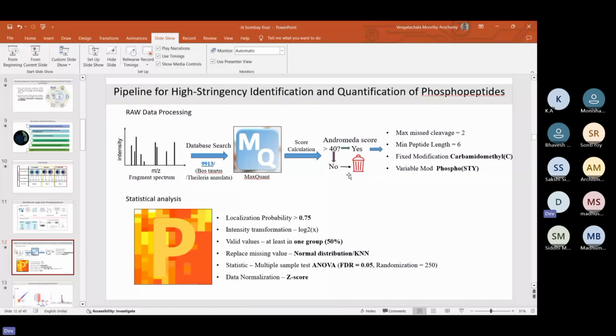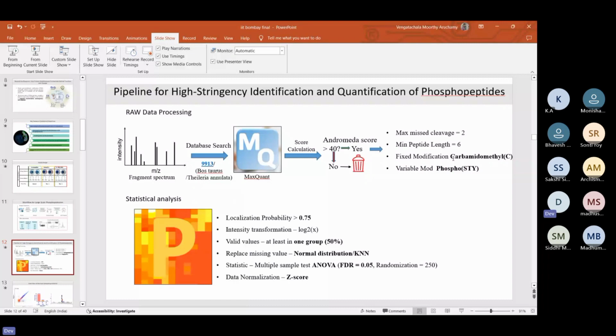The maximum miscleavage we kept is 2. Minimum peptide length was 6. The fixed modification is carbamidomethyl. And we have taken variable modification phospho-STY, as we are more interested in this particular variable modification.